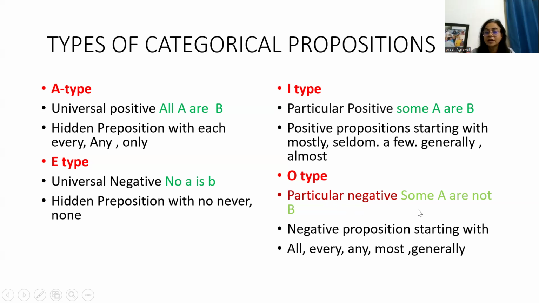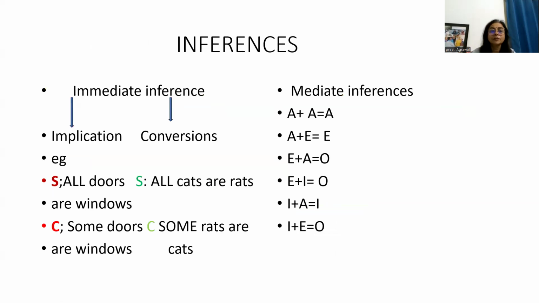Particular negative: some A are not B. It is negative, but particular negative. Such propositions also start with all, every, any, most, generally. So these are the four types of propositions. Now, propositions are statements. Inferences are conclusions. Syllogism is a combination of both, where the propositions are given and we are to derive the conclusions.